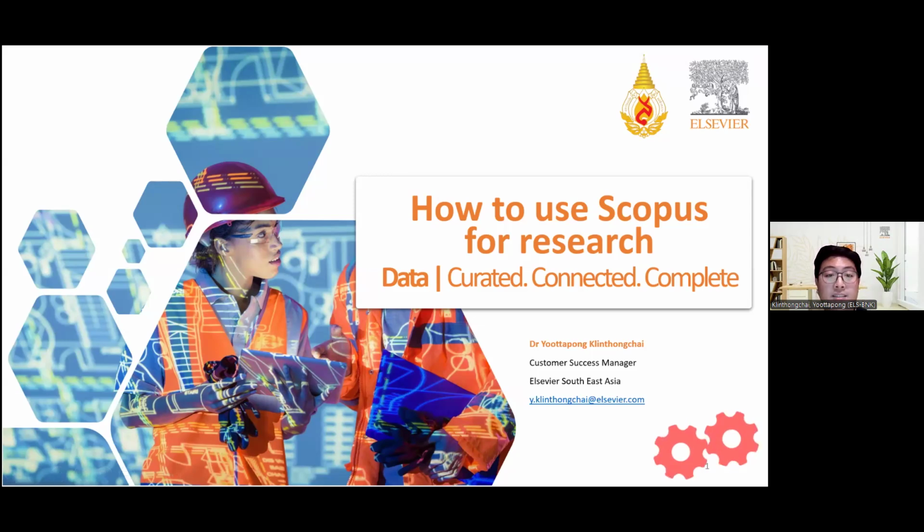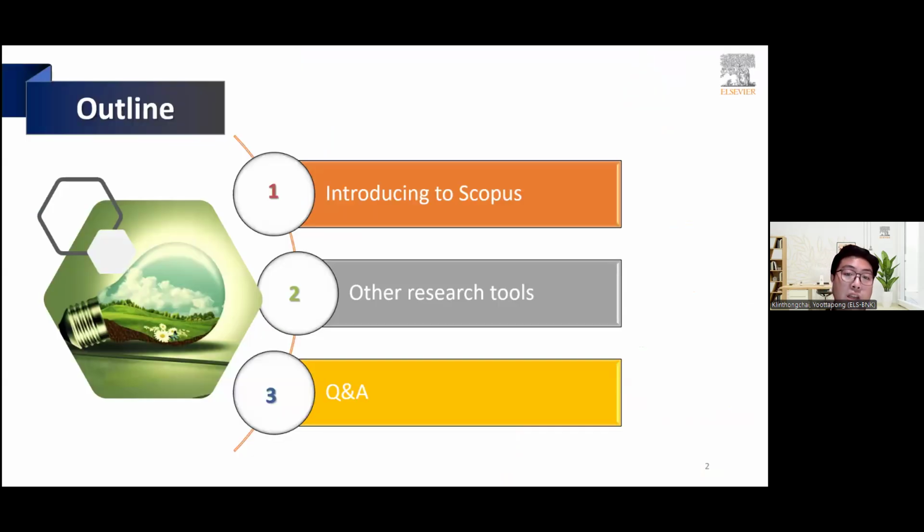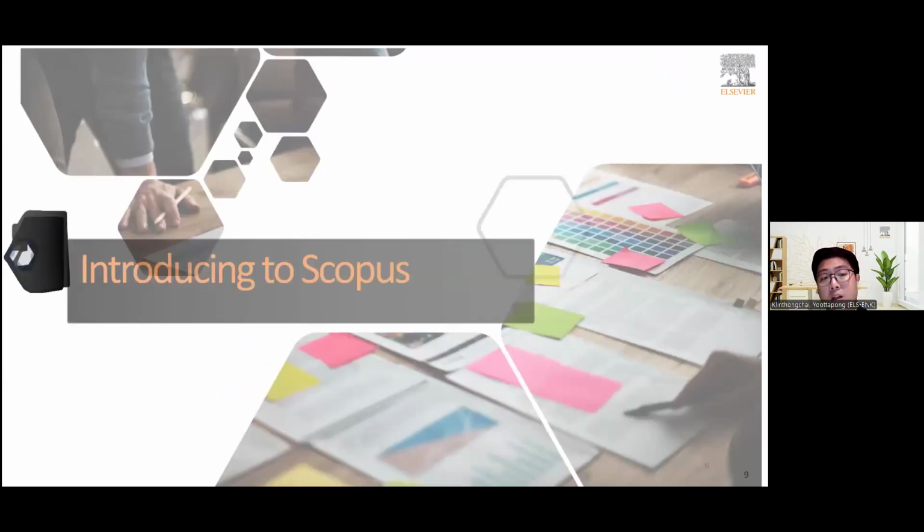Our outline today: we will talk about an introduction to Scopus, the author research tool, and Q&A. Today's topic is quite easy to understand. I will walk you through what Scopus is, because some of you have to spend time doing research, and we have a lot of tools like ScienceDirect, Scopus, etc. But what is Scopus and how can we benefit from it?